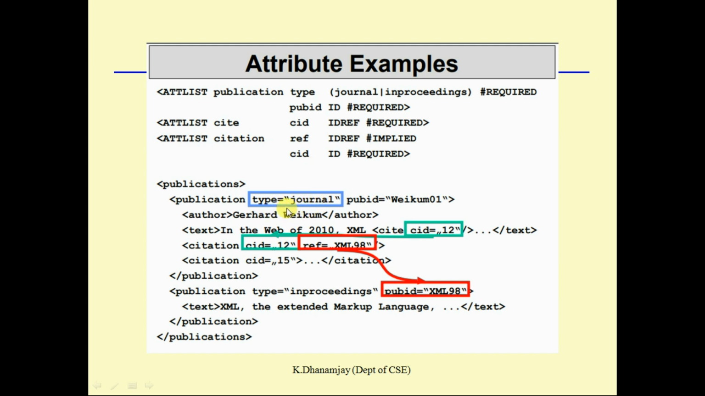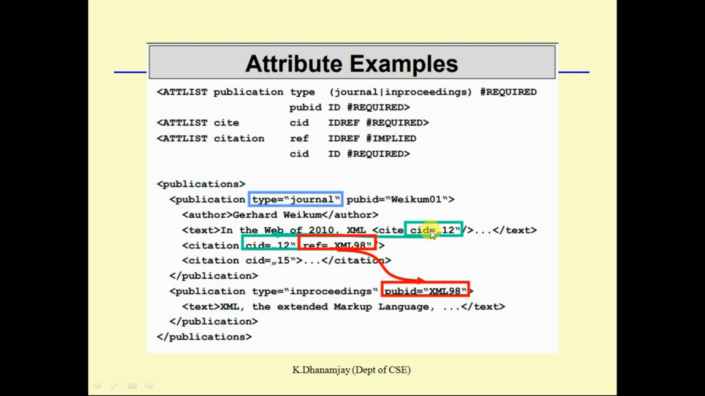If I am using a journal, then you can use a publication ID like that, and then the author of the particular publication, Gerhard Wickham, see the author name, and then whatever text you are writing. For the site reference I am using CID, nothing but the site information, which you have to call here. This is a reference, right?